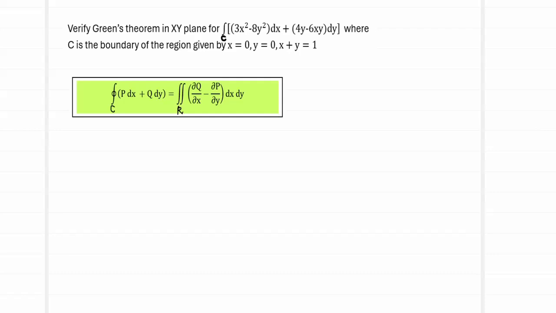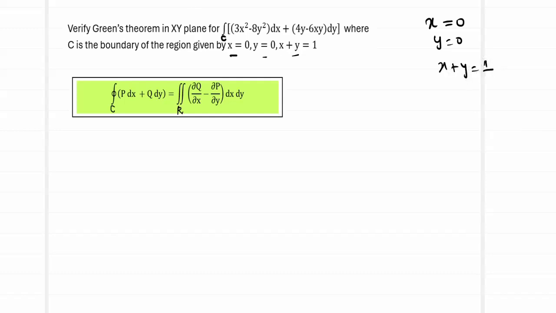Now let us move on to visualize the region which has been given to us. We have been told that the region is marked by x equal to 0, y equal to 0 and x plus y equal to 1. So I will have to plot the lines x equal to 0, y equal to 0 and x plus y equal to 1. So how to go about it?